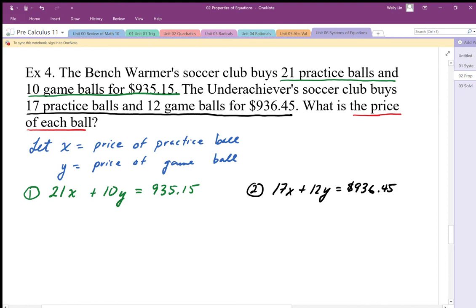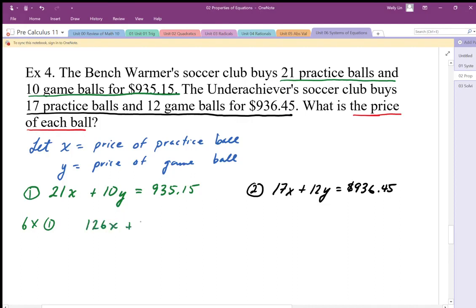I can get rid of one of these variables by trying to match the coefficients. 17 and 21 have pretty big prime numbers in there, so we're going to try to match 12 and 10. We'll get the lowest common multiple, which is 60. So I'm going to multiply equation 1 by 6. I'm going to do 6 times equation 1.